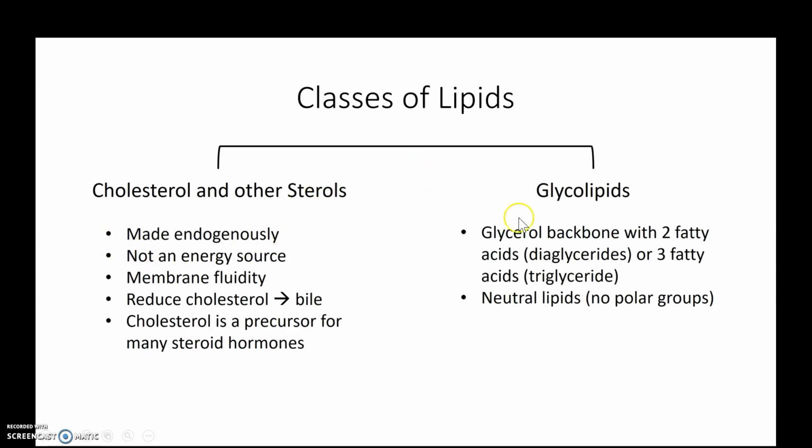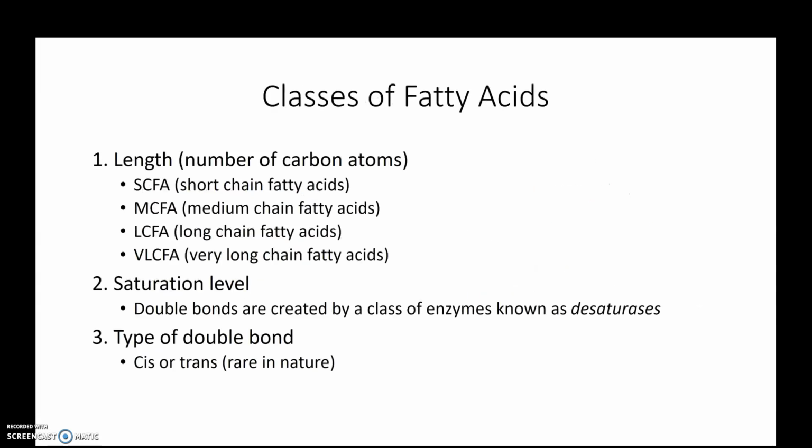Whereas the glycolipids, as we just saw from the figures, are made up of a glycerol backbone attached to fatty acids. When we have two fatty acids attached to the glycerol, it's called a diglyceride, and when we have three fatty acids attached to that glycerol backbone, it's called a triglyceride. These are neutral lipids, which means that especially the triglyceride doesn't have polar groups, so it's water insoluble.